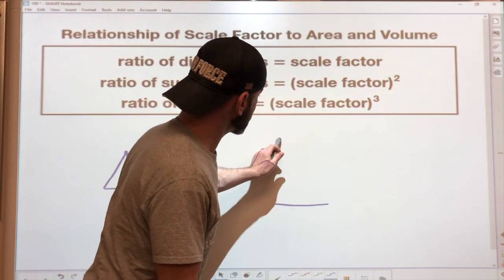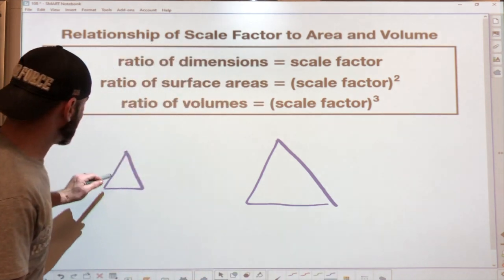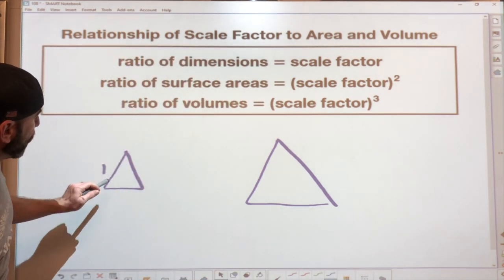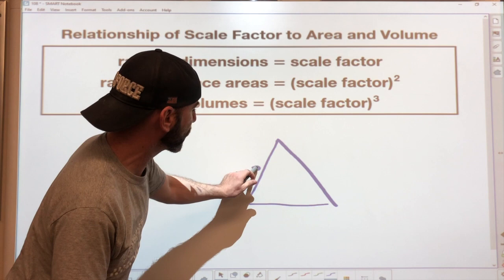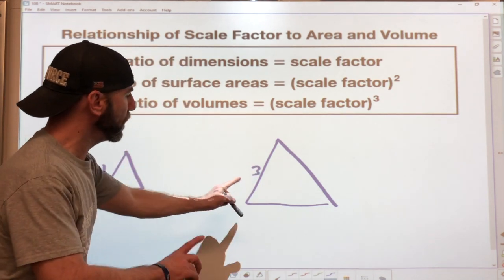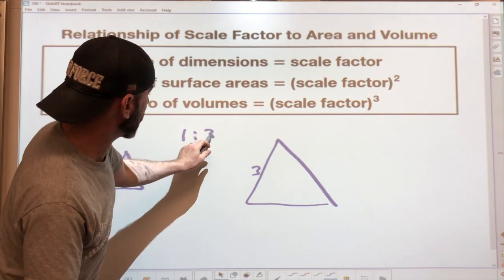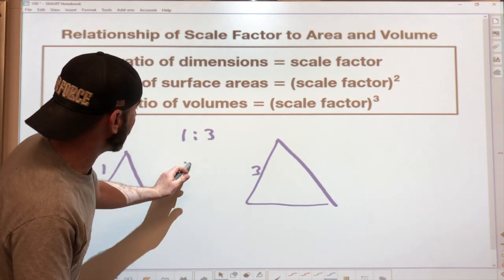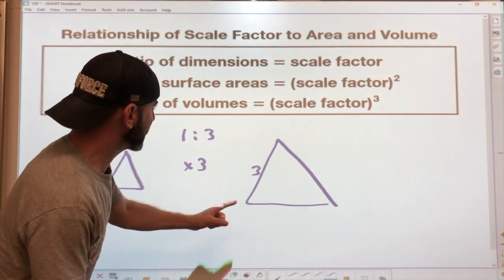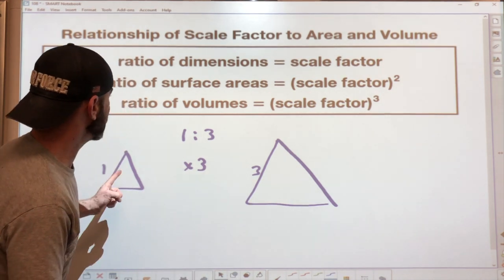I've got two similar triangles here. Let's say this has a side length of 1 and this has a side length of 3. So the ratio of their dimensions is 1 to 3, or in other words, it has a scale factor of 3. This is 3 times larger than that.